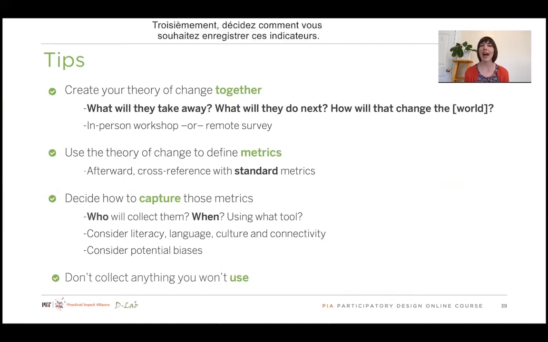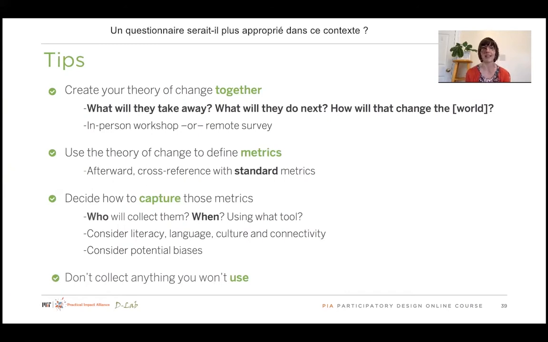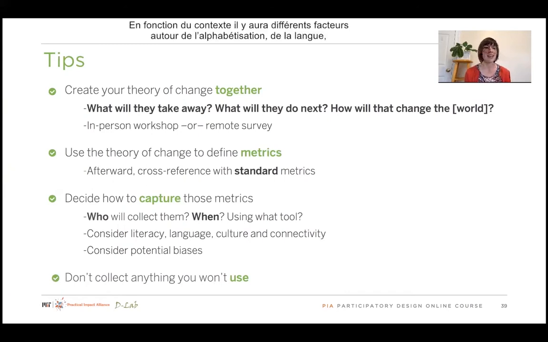Third, decide how to capture those metrics. There's a lot to consider here, especially in the context of doing participatory design, in terms of how you're going to get information and the best quality information in the most efficient way and also the most respectful way. You have to answer questions like, who is going to collect this information? When and with what frequency? Using what tool? Is a survey more appropriate in this setting? Is it an interview? Context by context, there's going to be different factors around literacy, language, culture, and connectivity that will determine the medium that you use to collect this information.